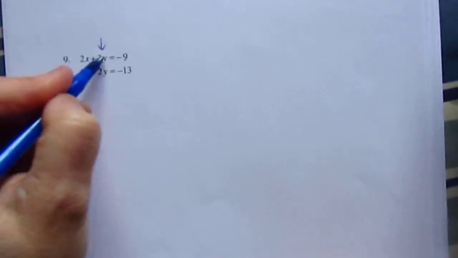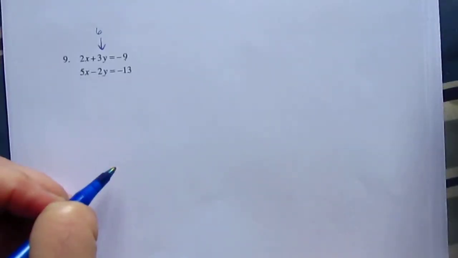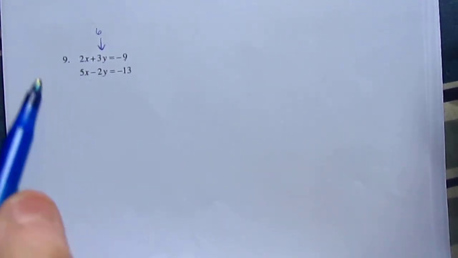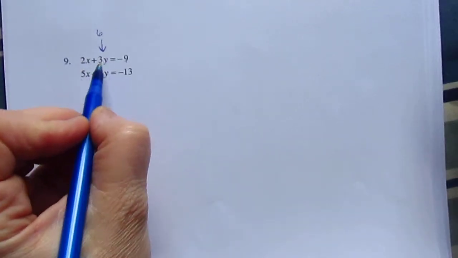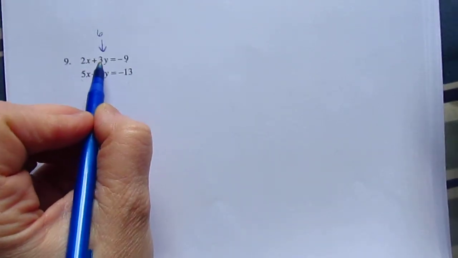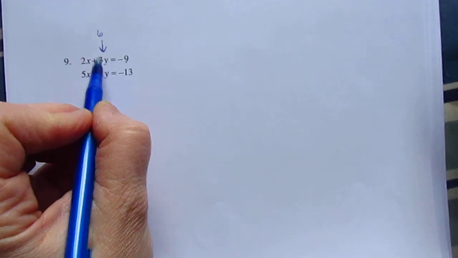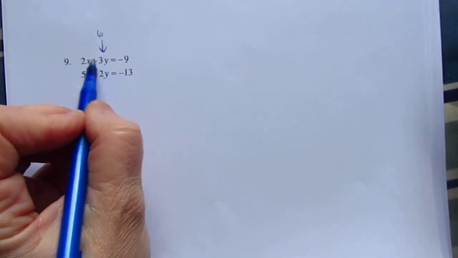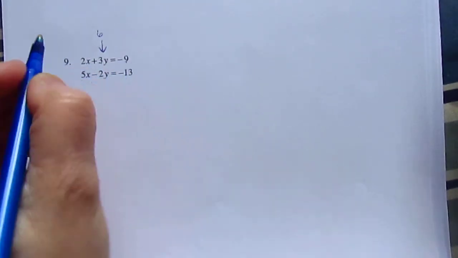This one I'd have to multiply. So what number do I want these two to get to? I want them to get to 6. So my target is 6. I'll write that 6 up there. I want one to be positive 6, one to be negative 6. Good news is one is already positive and one's already negative. First one's positive, second one's negative. How do I get this to multiply to 6? I've got to double it, which means I double the whole equation.